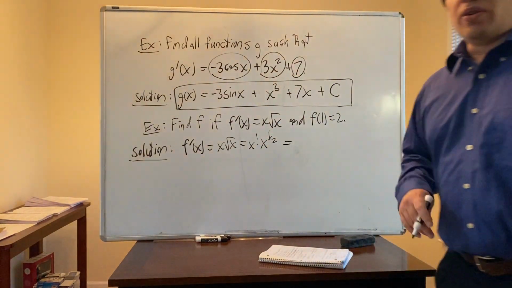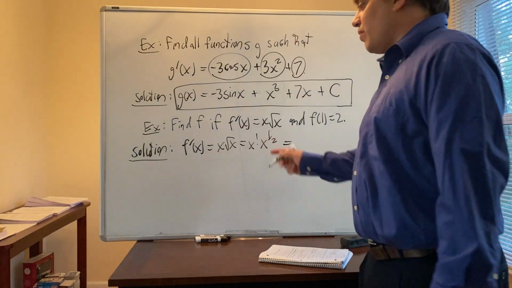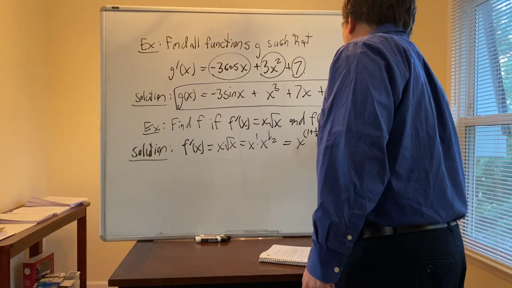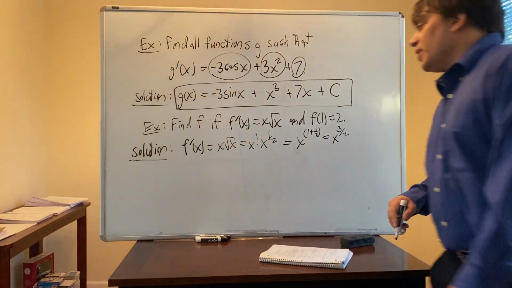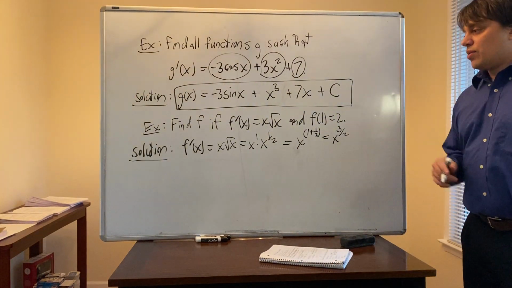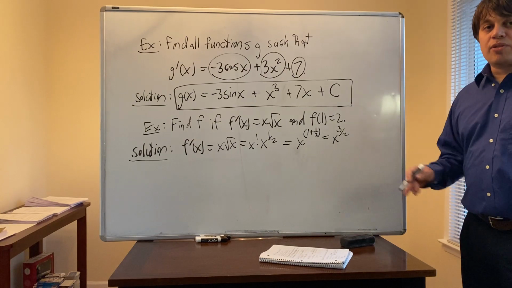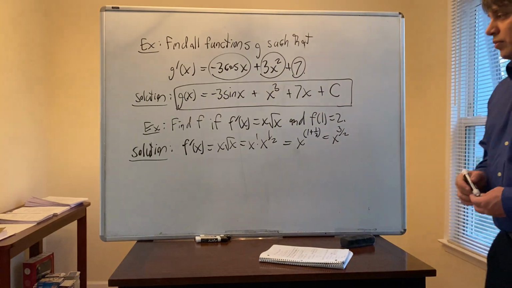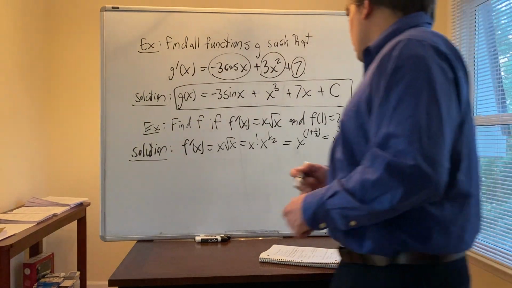That's x to the first times x to the 1/2. And by the exponential laws, you add up the exponents. And so x to the first times x to the 1/2 is x to the 1 plus 1/2. And that's equal to x to the 3/2. Okay, so f prime of x is x to the 3/2. It's the same exact function. I'm just expressing it using an exponent instead of using a square root.